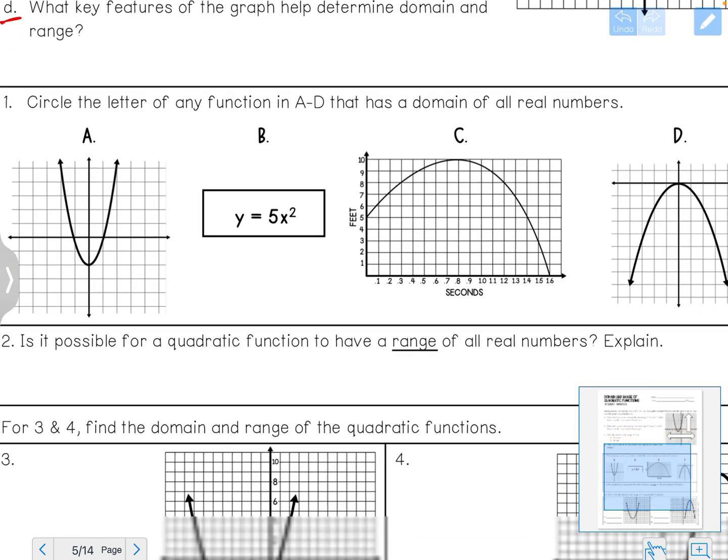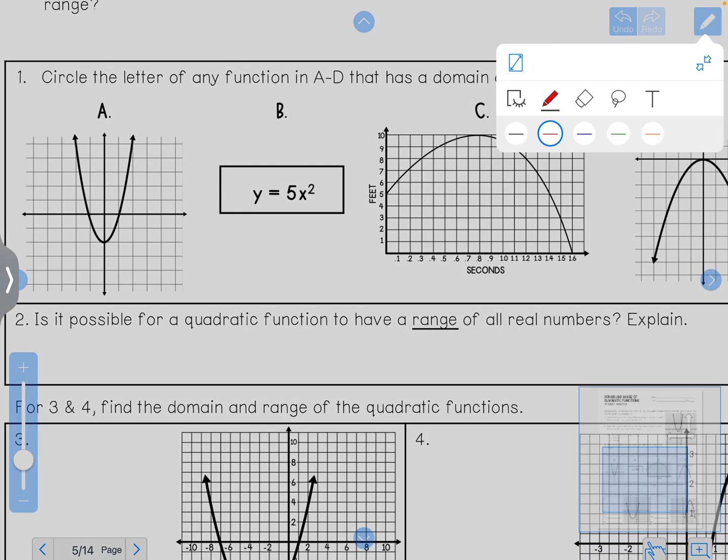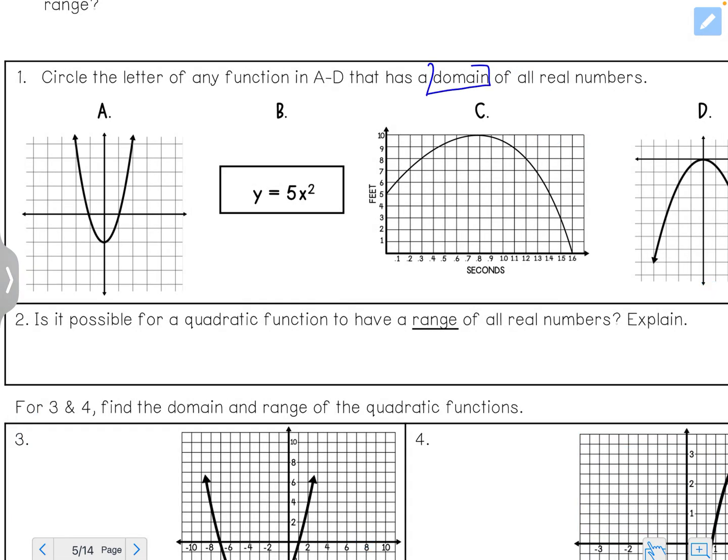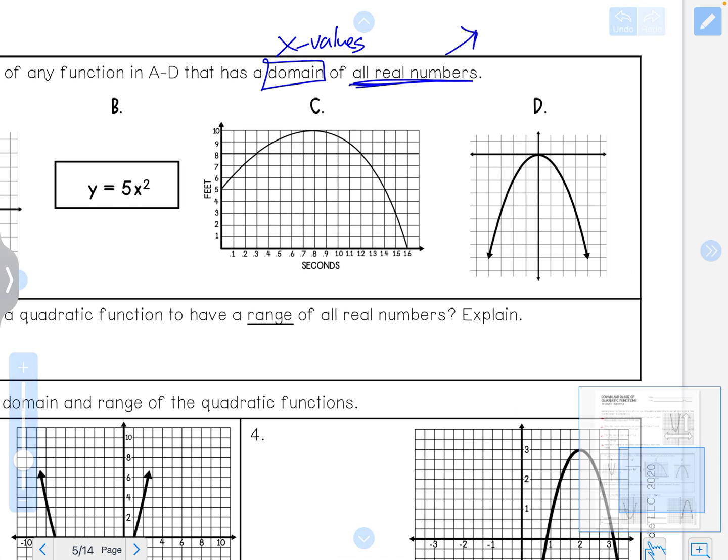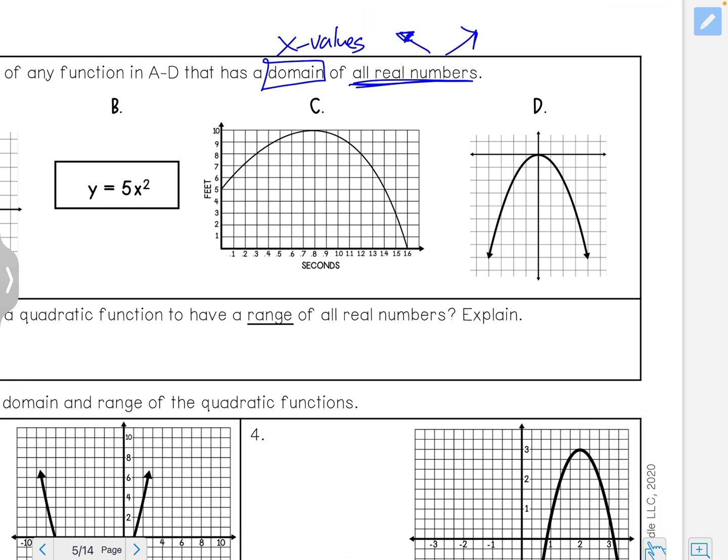further down. So, when we talk about domain, we're always going to talk about our x values. How far does it go to the right? How far does it go to the left? And when we talk about all real numbers, we have to have arrows going to both the left and the right. So we're going to be looking for graphs that would have double arrows going both left and right.